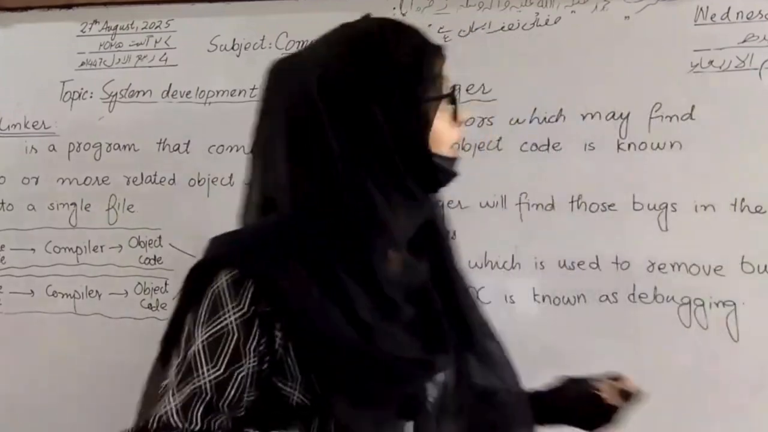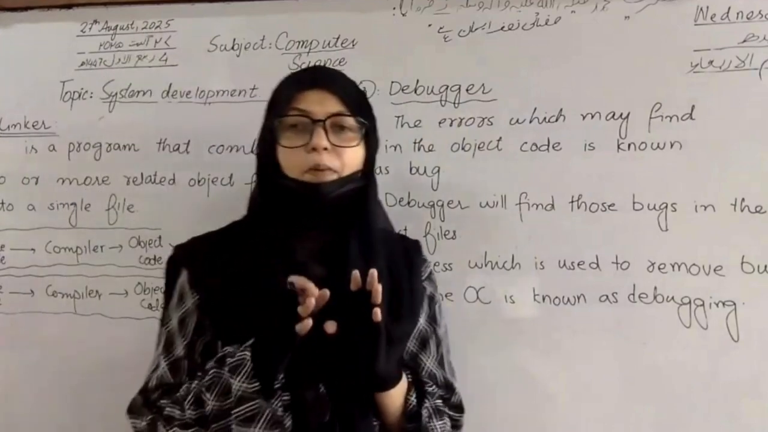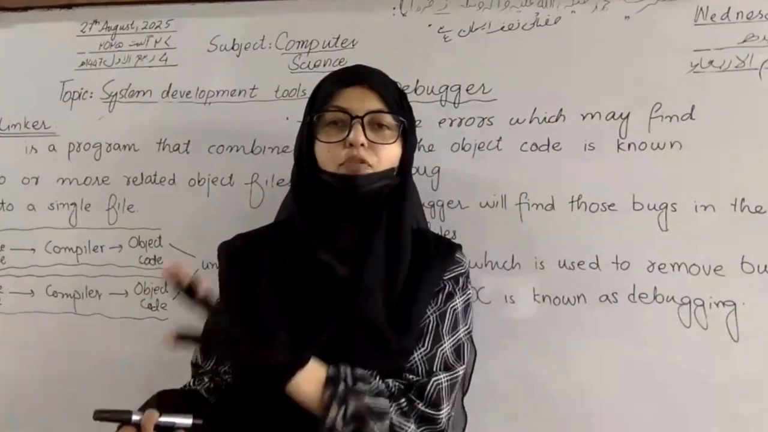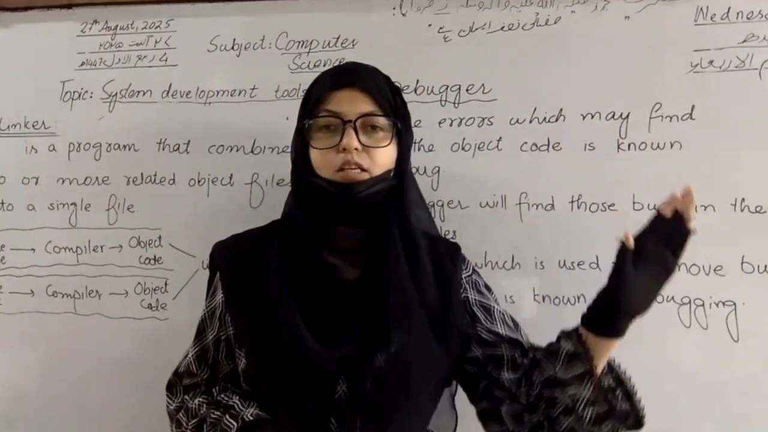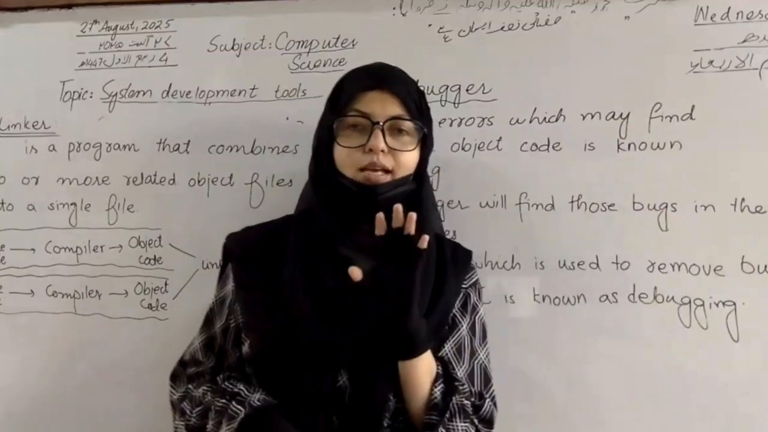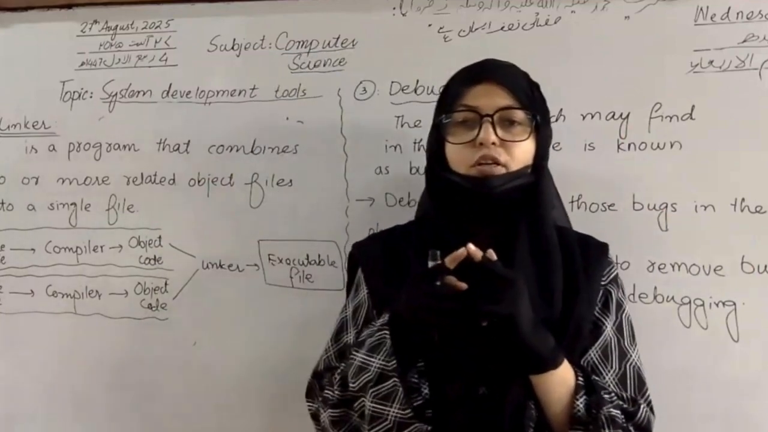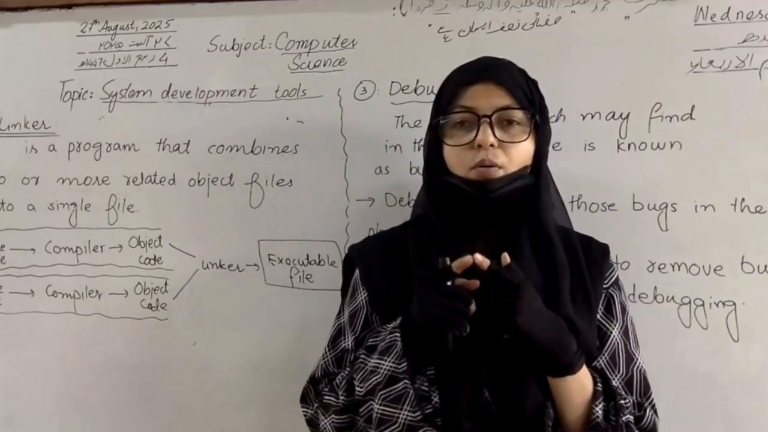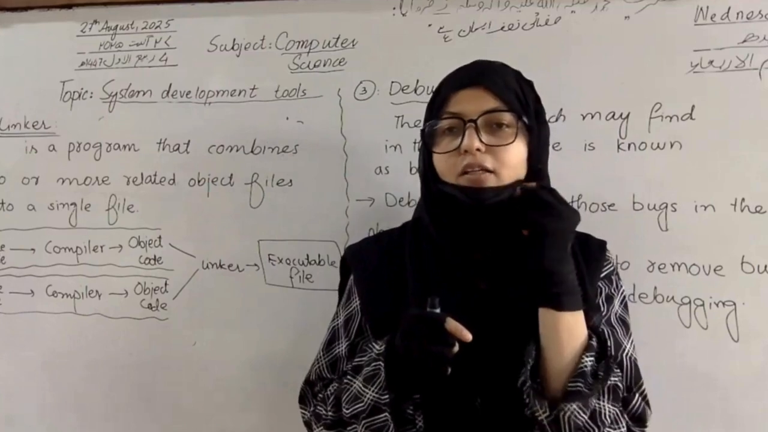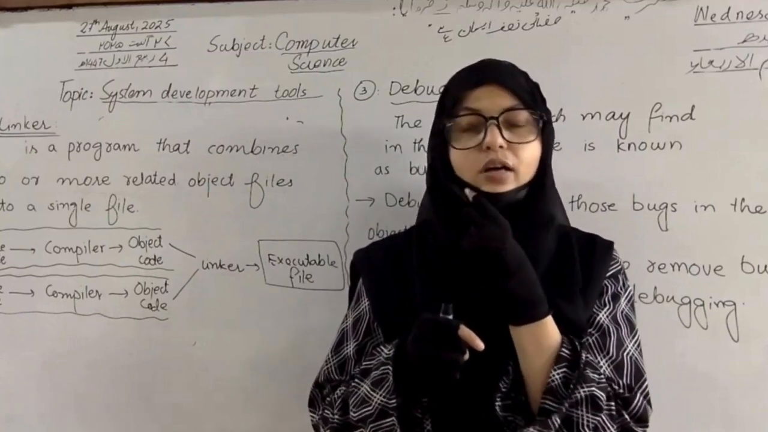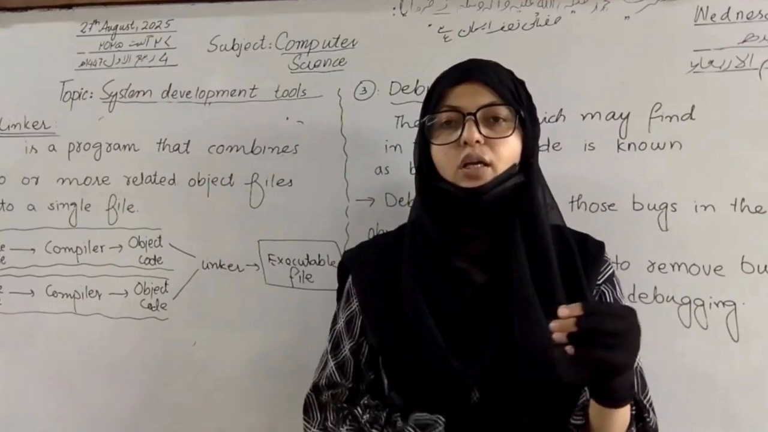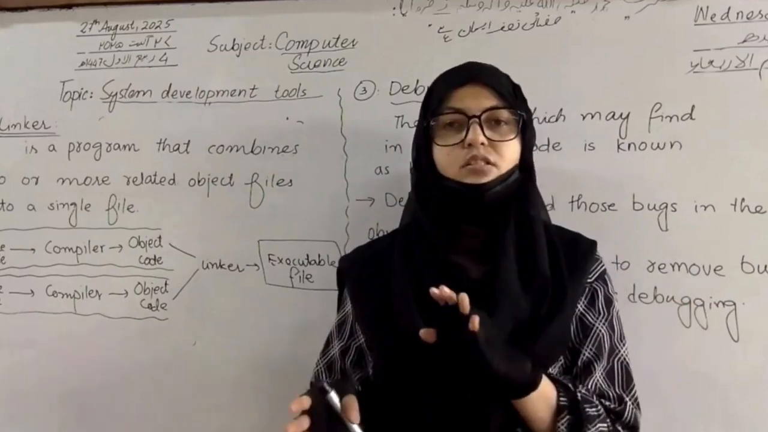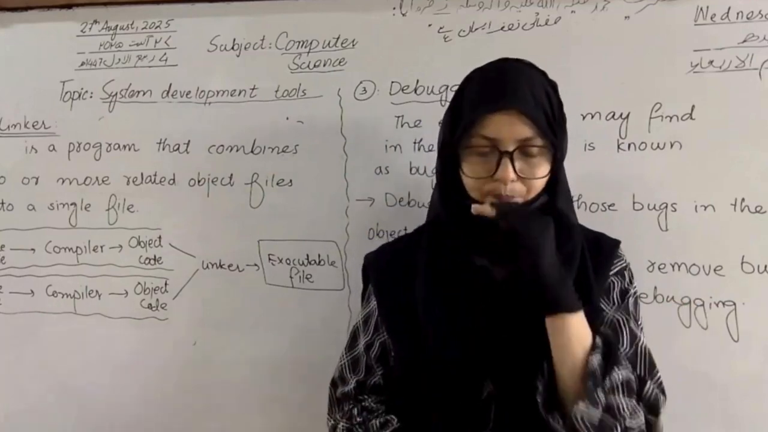Okay. Lastly, we are having debugger. Debugger means the process to remove the bug from the computer. Bug basically is the error which we can find in the object file. So first of all, debugger is going to find out the errors from the object code, and after that it will run and remove those bugs from the object code, and this procedure is known as debugging, and this is going to be done with the help of debugger.